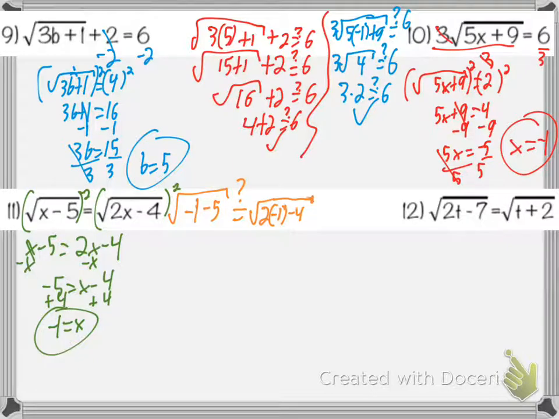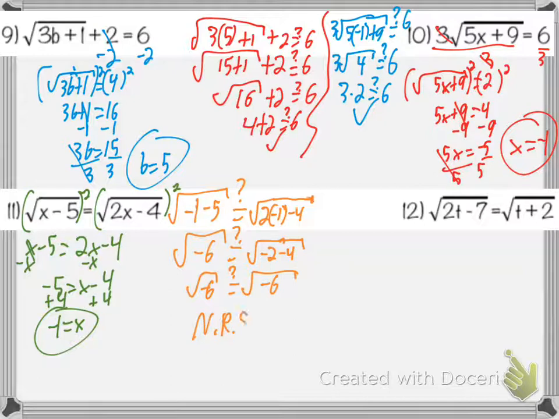-1 minus 5 is -6. 2 times -1 is -2 minus 4. Now we already noticed the left, that's a negative number. Well, that shouldn't happen. We should not have the square root of a negative number. But if we don't happen to notice that yet, we can keep going and say -2 minus 4. That's also -6. Well, yeah, it's true that the square root of -6 is equal to the square root of -6. But we don't want the square root of negative numbers. So we're still going to call that no real solution.